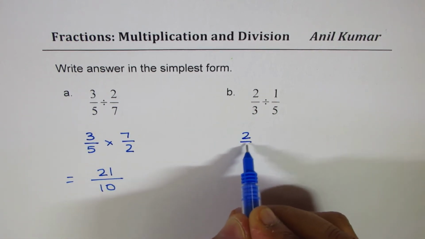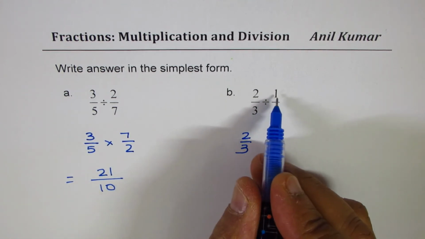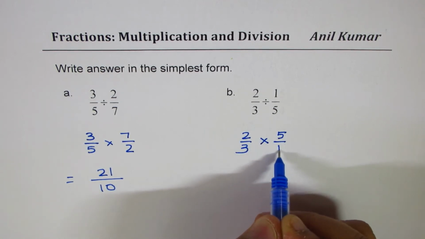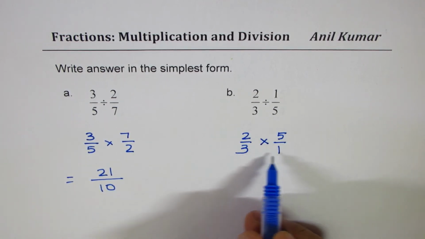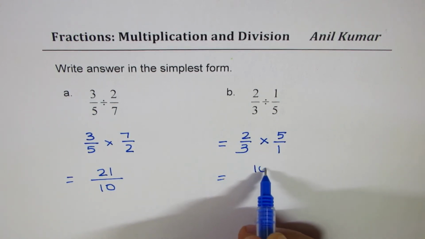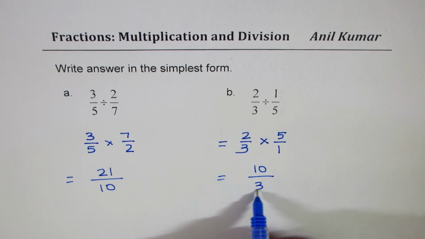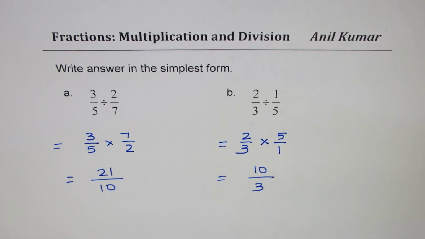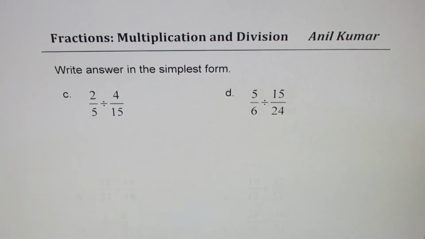It is 2 over 3 divided by 1 over 5, which really means multiply by 5 over 1. Now these are also prime numbers, so we could just multiply them and write our result as 10 over 3. So is that clear? Correct? So let's move on and take up the next two questions, which are part C and D.